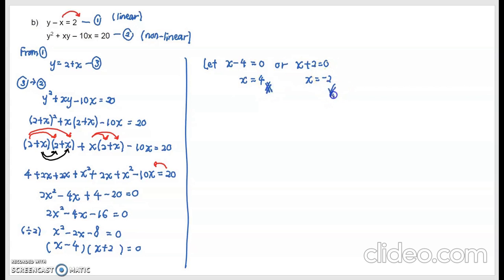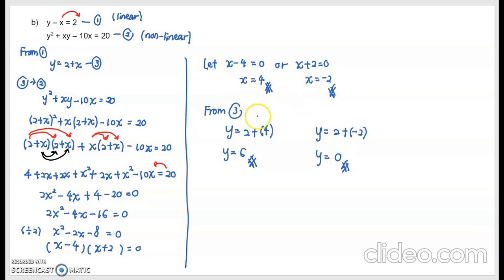Next, we're going to find our value of y. So let's say from equation 3, y is equals to 2 plus, here is equation 3, x in this is 4. So y is equals to 6. Next, y is equals to 2 plus, now our x is negative 2. So here is negative 2. So y is equals to 0. So we have two answers for the value of x and two answers for the value of y.